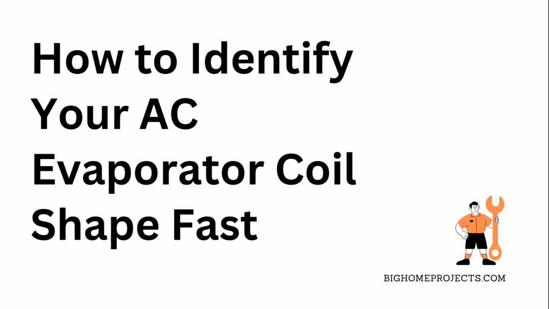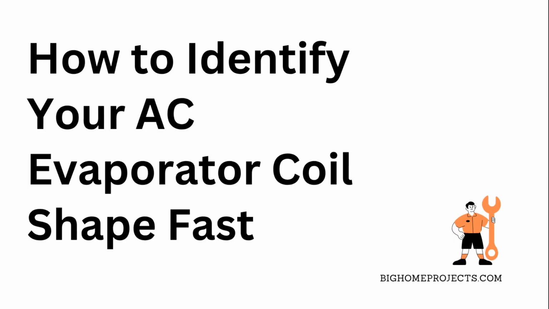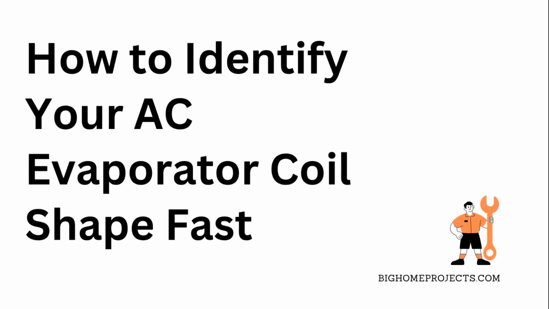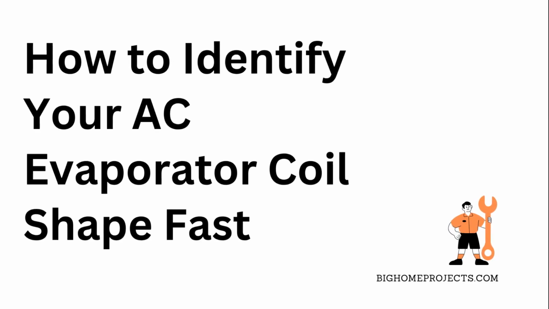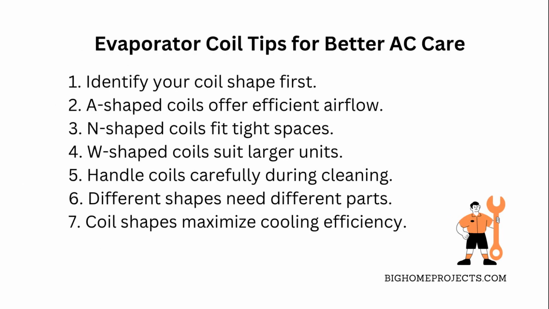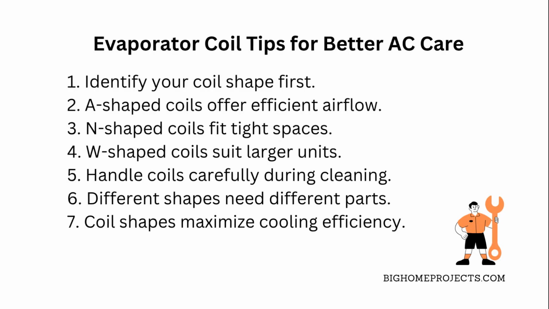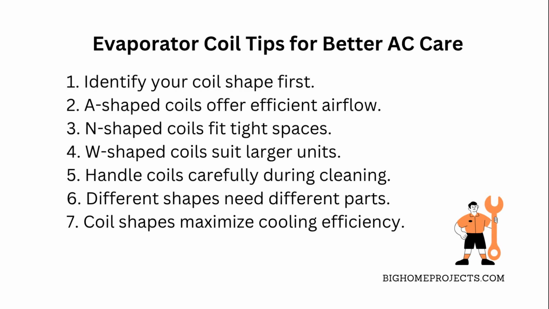If you're trying to figure out what kind of evaporator coil shape your air conditioner has, knowing the A, N, and W shapes can seriously help you understand how your system works and what might need fixing. Alright, so here's the lowdown on these coil shapes. The A-shaped evaporator coil is the most common one you'll see in residential AC units, and it looks just like a capital A with two slanting sides meeting at the top.